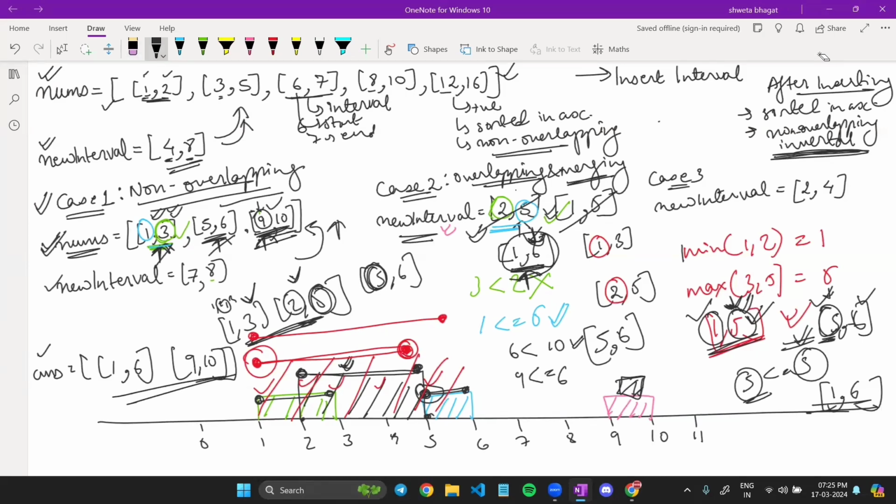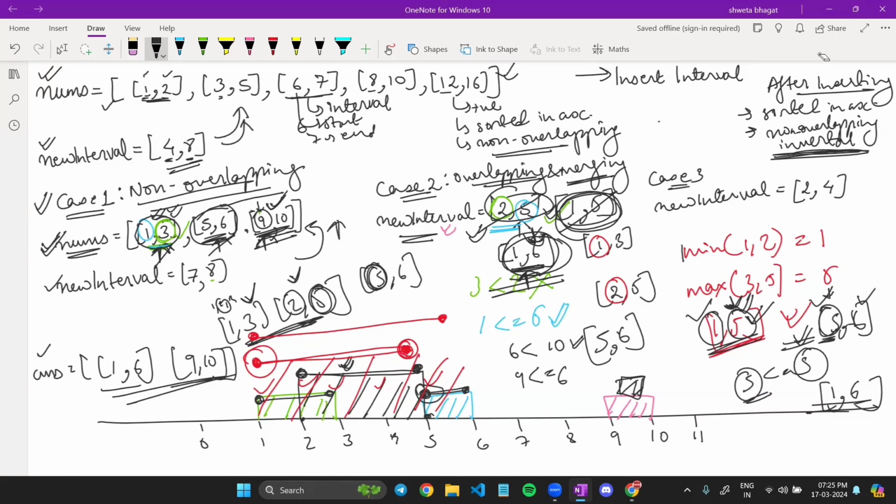So what did we do? We firstly merged 1, 3 and 2, 5 because they had some elements in common. And after merging, we got a new interval, that is 1, 5, and then we merged this 1, 5 with the existing interval 5, 6, and we got a new interval 1, 6. And this new interval 1, 6 didn't have anything in common with this existing interval. So we got 1, 6 and 9, 10 as our answer. Okay. So we are done with the second case.